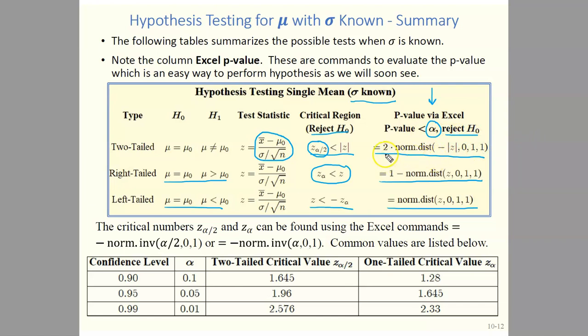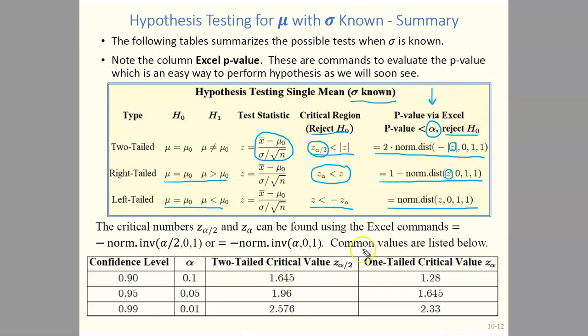So you notice with each of these commands, you do have to calculate your test statistics still. That's the Z right here. But then you just evaluate this command or this command or this command using Excel. And if the number you get back is less than alpha, you reject H0. It's as simple as that. And we'll talk about this right after we do an example.